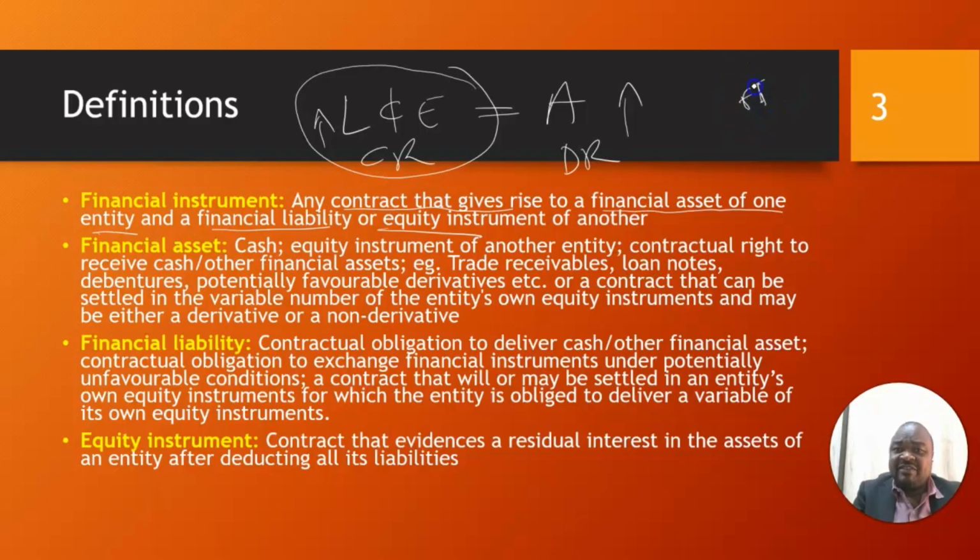Which means if we are having a financial instrument, two things would have happened: either a financial asset and a financial liability or equity in another company. So a financial asset might be in company A, but we expect a corresponding financial liability or equity in company B. Is that clear?